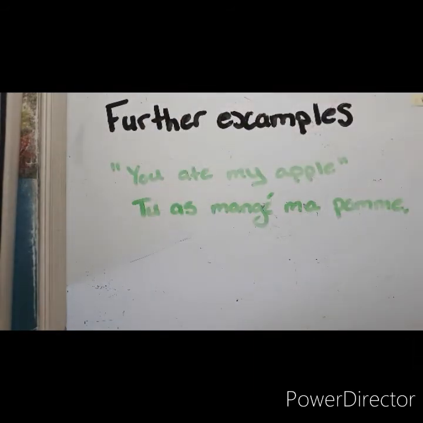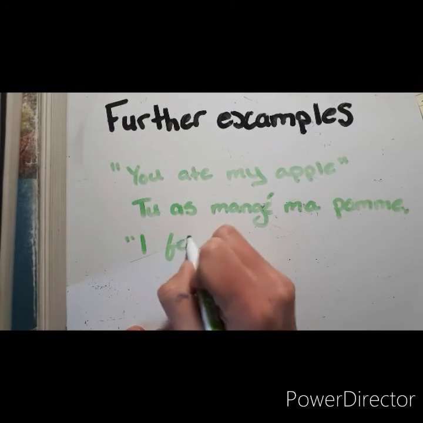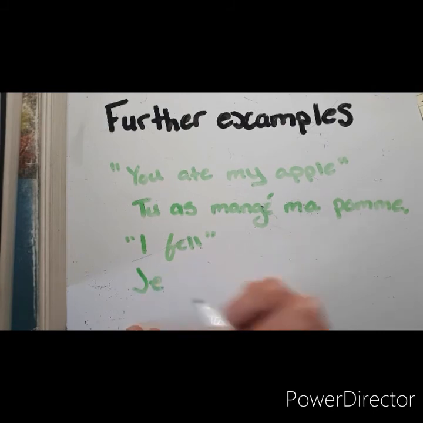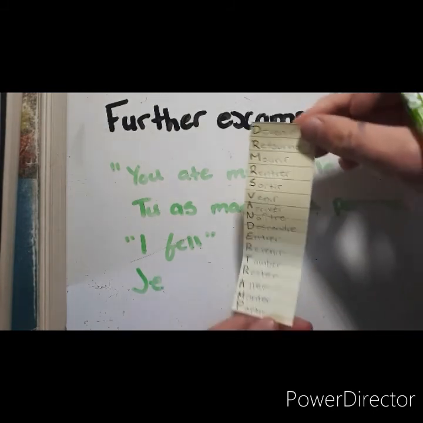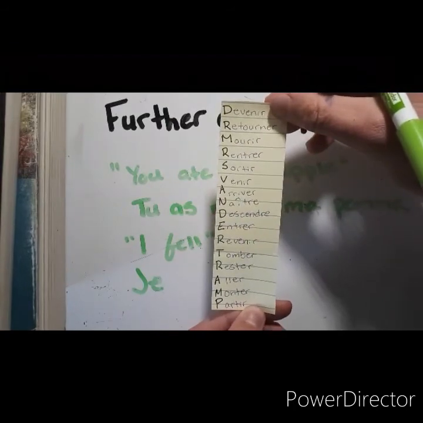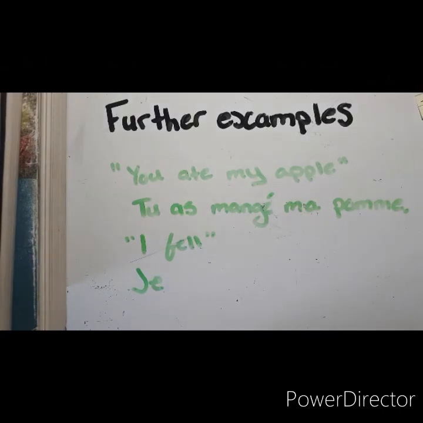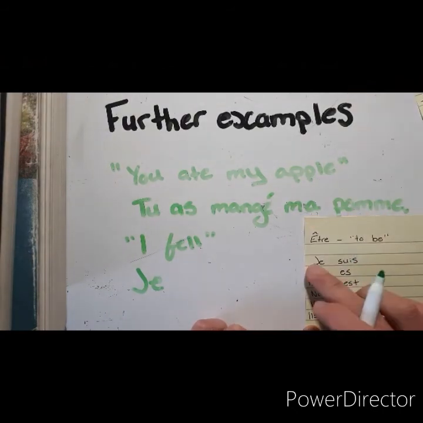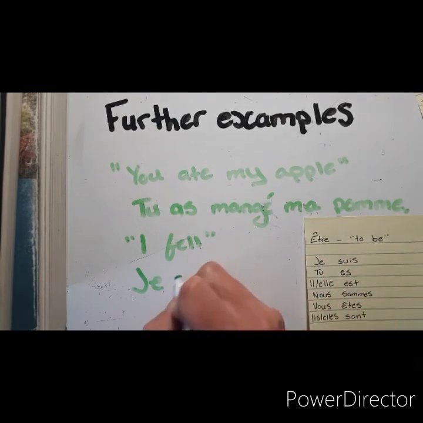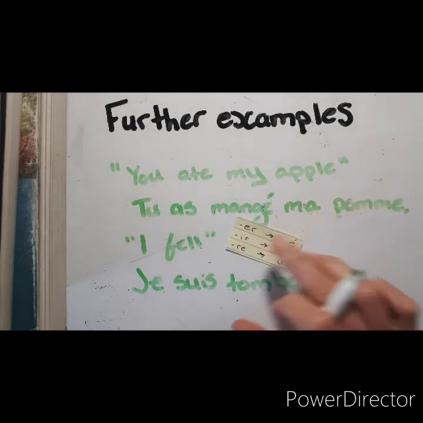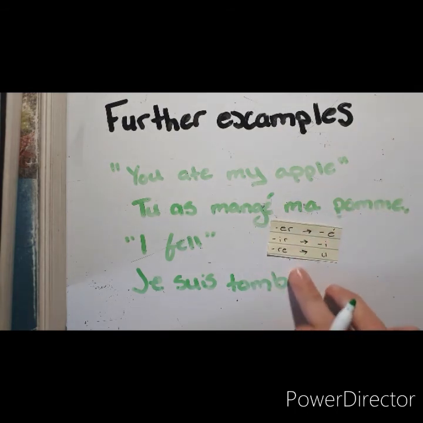If I wanted to say I fell, I would first take the subject, which is je. Now to fall is tomber, so first we need to check our être auxiliary verbs, and we see that tomber is here, meaning that we're going to use the verb être as the auxiliary. Je, conjugated with être, is suis. Je suis. And then to fall, as we said, was tomber. But again, this is an ER verb, so we change the ending ER to just an e with an accent.